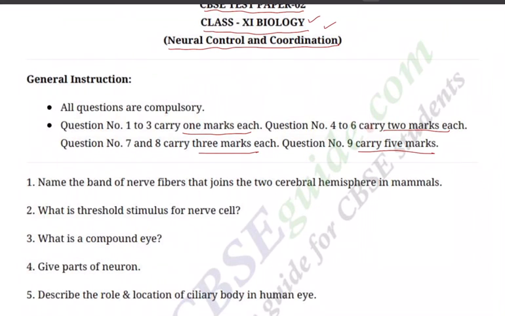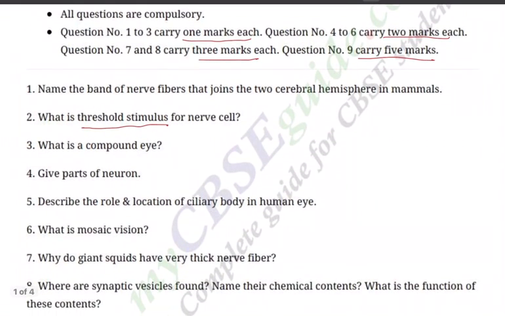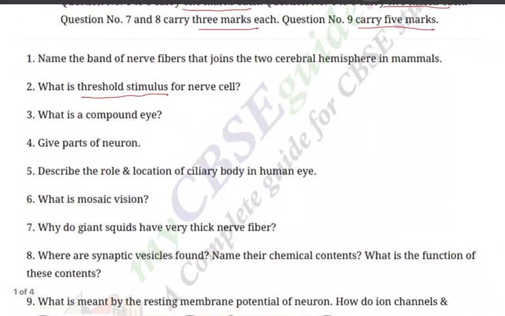So keeping that in mind, question number 1. Name the band of nerve fibers that joins the two cerebral hemispheres in mammals. Question 2. What is threshold stimulus for a nerve cell? What is a compound eye? Eyes, there are two types, simple eye and compound eye. Next, give parts of neuron. Look at that, just now I said diagram based question. You need to label the diagram and understand the significance of each part of the neuron.